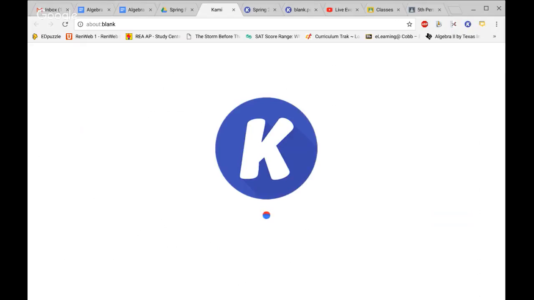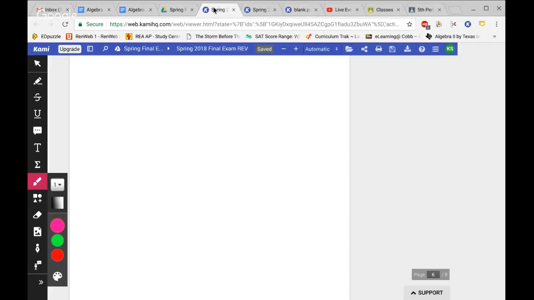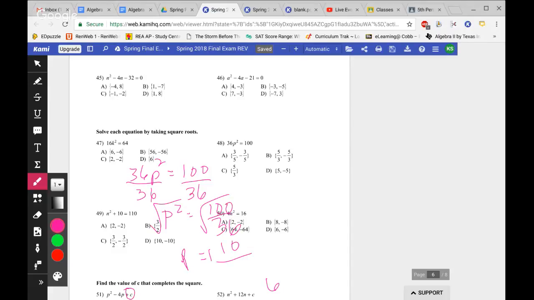My computer's completely locked up. I'm sorry, guys. It's all right. Nothing happening. Let's see if it opened yet. Here we go.